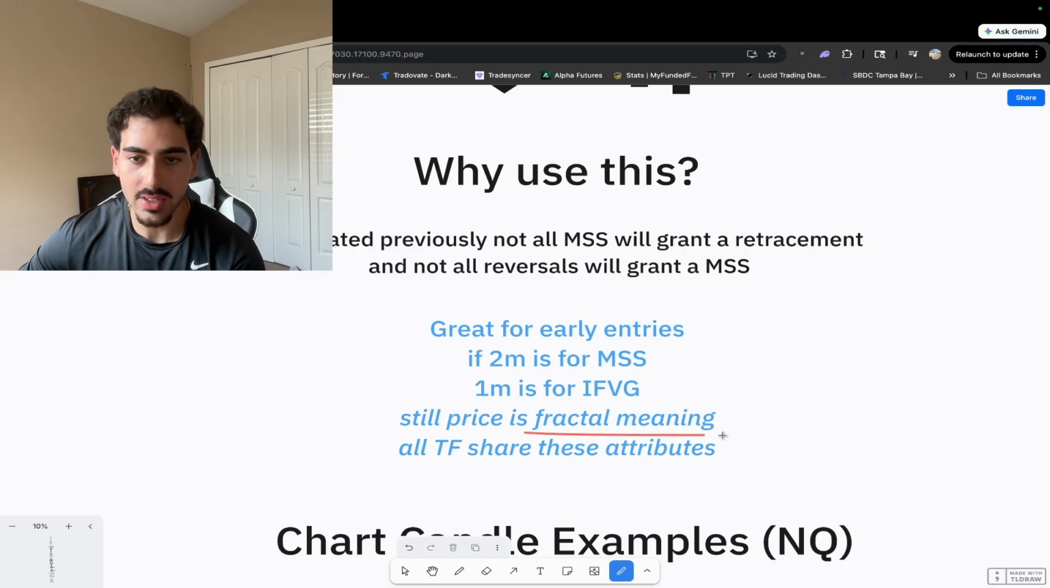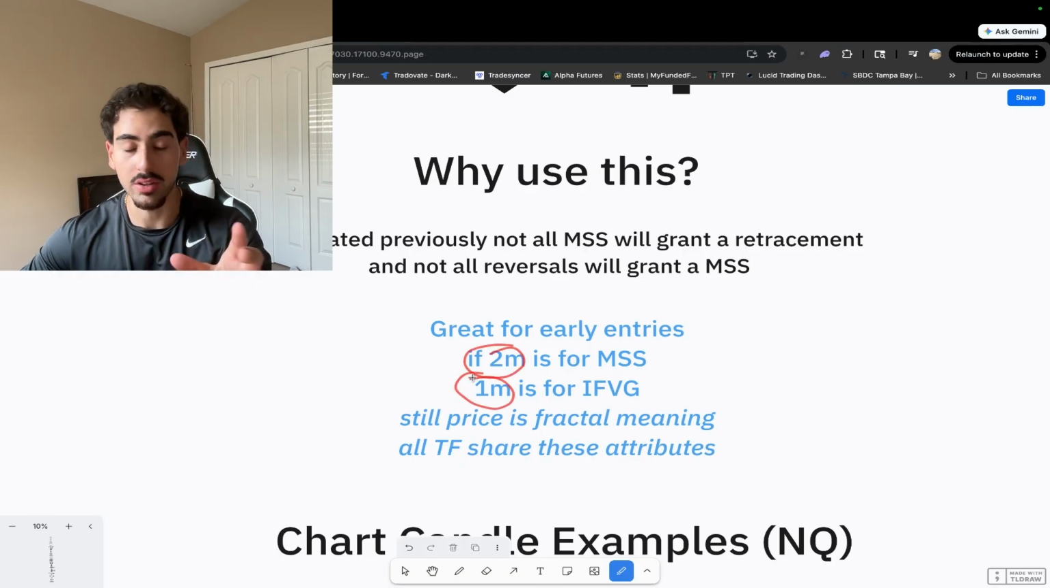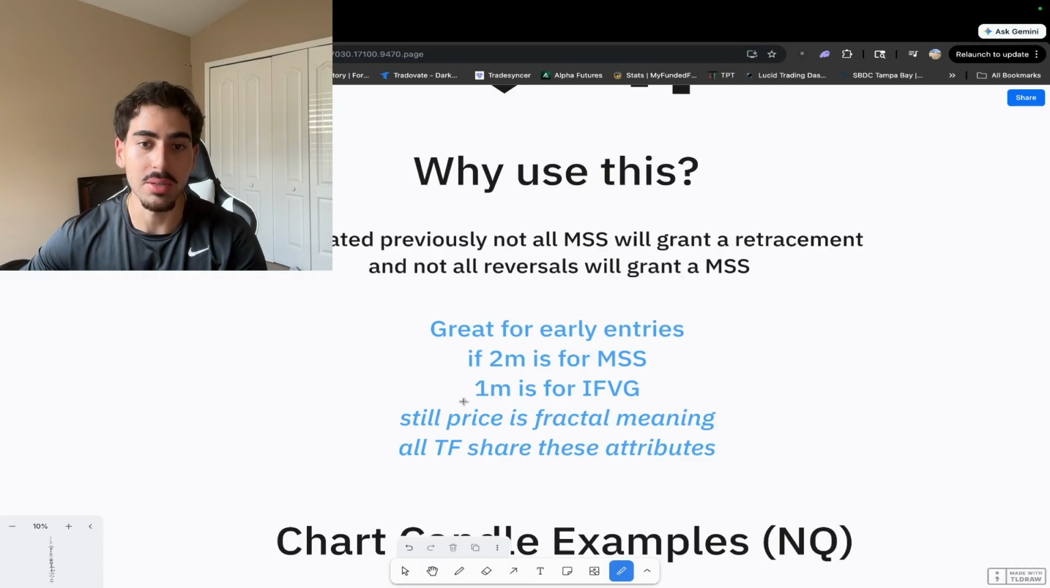Still, price is fractal, meaning all time frames share these attributes. It is just these 2 time frames that, unless you're trading on the 30-second or 15-second, you're able to see the most basic raw information needed to enter as quick as possible, if you understand.